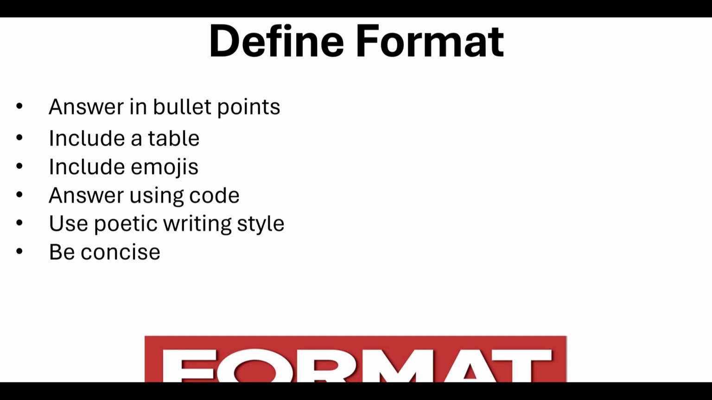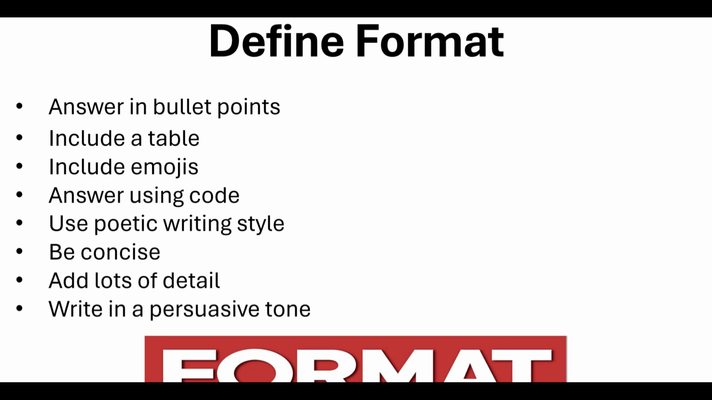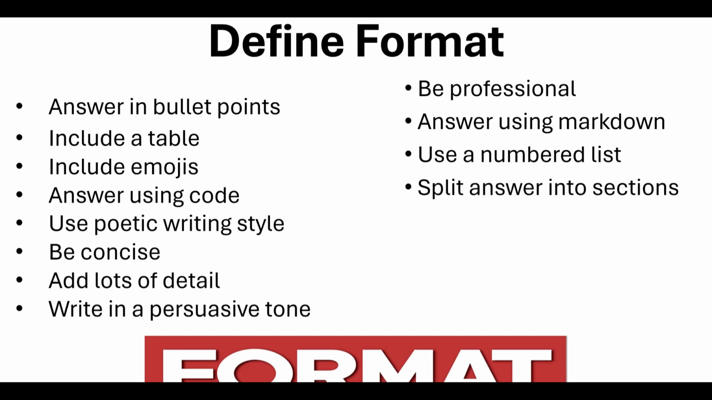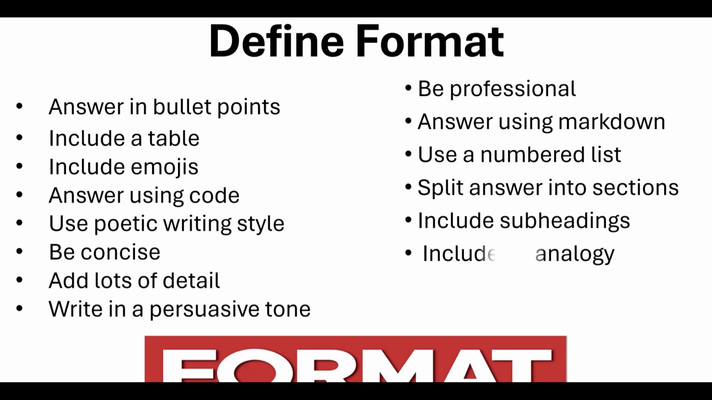If you want concise, summarized content, you can use be concise. Then add lots of detail. Write in a persuasive tone. Be professional. Answer using markdown, using a number list, split answer into sections, include subheadings, include an analogy, include a graph. So these are some commands and cheat sheet items of ChatGPT you can use.